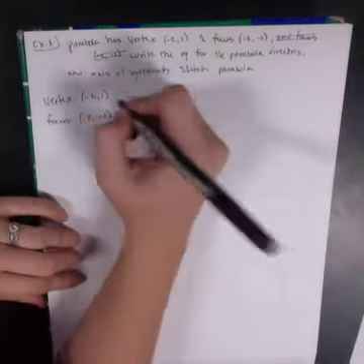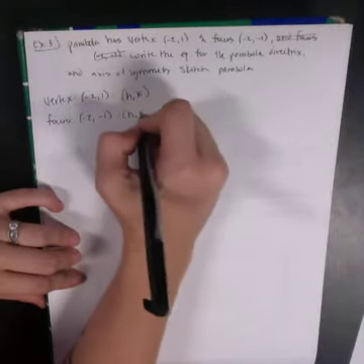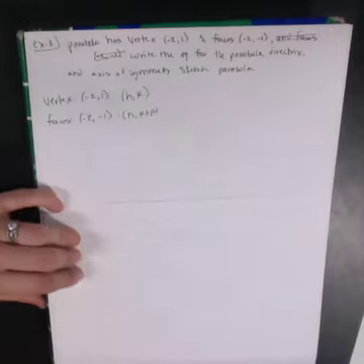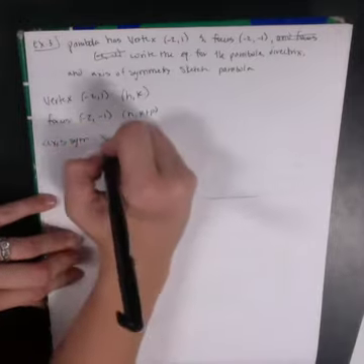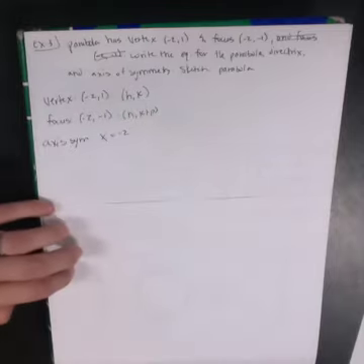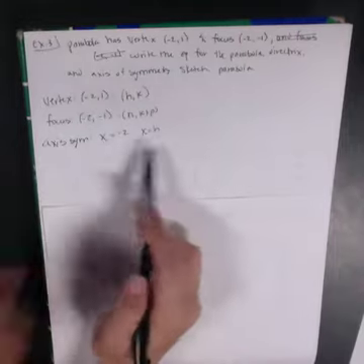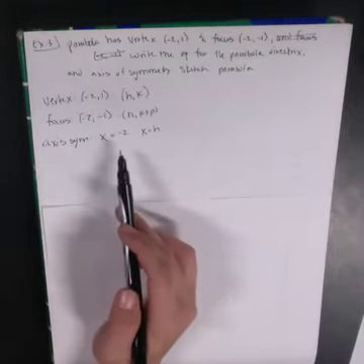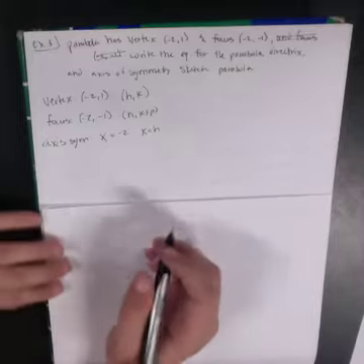Okay, so I know that my vertex is (h, k). And my focus is (h, k plus p). Okay, I can automatically find my axis of symmetry. It is x equals h, which is negative 2. Right, this is x equals h. It has to be an x equals. You cannot say my axis of symmetry is negative 2. You have to write x equals negative 2.